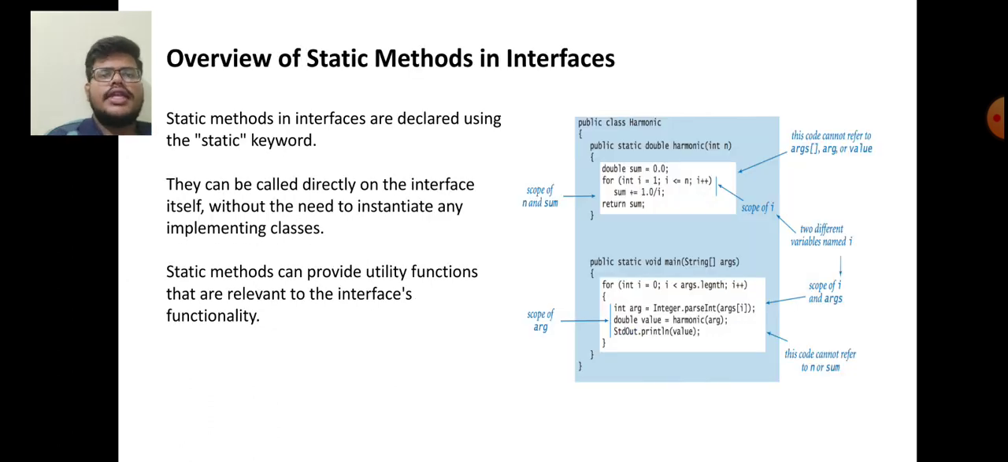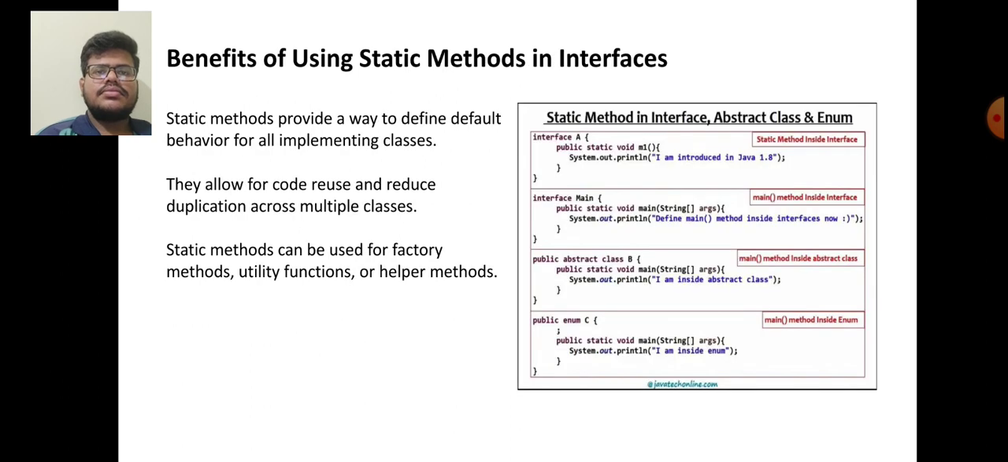Overview of static methods in interface. Static methods in interface are declared using the static keyword. They can be called directly on the interface itself without the need for instances of implementing classes. Static methods can provide utility functions that are relevant to the interface's functionality.